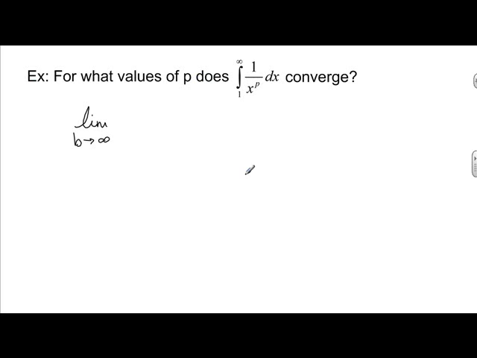I just realized that I made a mistake in that first problem. So let's back up and take a look at what I did wrong. And really, the work we did was fine, just the notation was a little bit off.